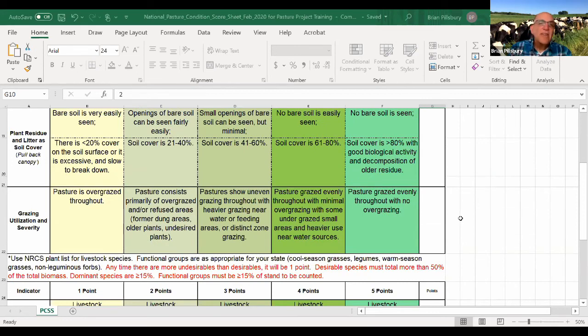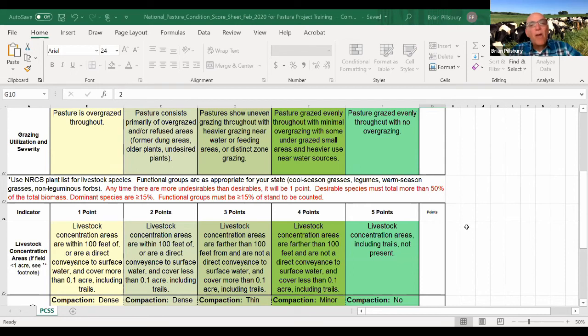Grazing utilization and severity. This is a very good indicator to determine if pastures are managed well. If pastures are grazed evenly throughout, with minimum overgrazing and pretty much uniform diversity and uniform utilization throughout the whole pasture, you're probably going to have smaller pasture divisions, because that improves pasture utilization. You're not going to have any bare spots, or any areas where animals congregate or overgraze. So this is a really good score for pasture management.